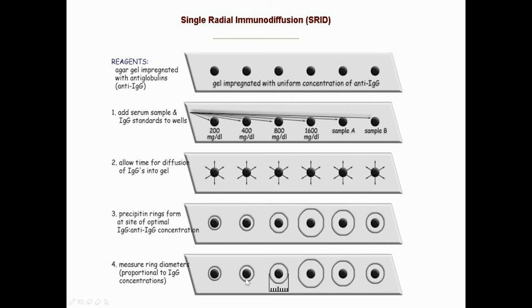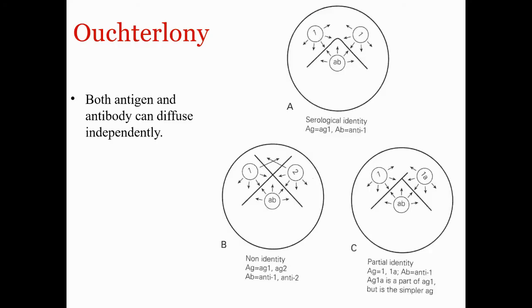After forming the precipitant ring, we'll be noting it, as we have already said. We'll be measuring the diameter of the ring. This diameter of the ring is proportional to the immunoglobulin concentration. So this is what single radial immunodiffusion is all about.